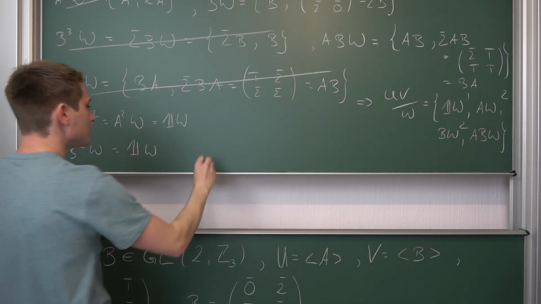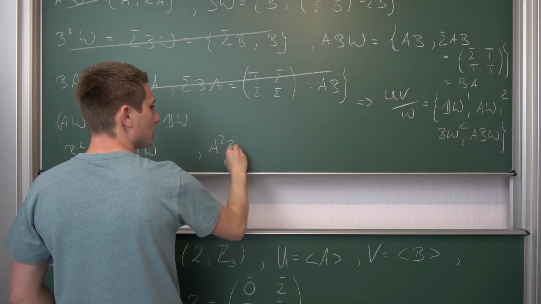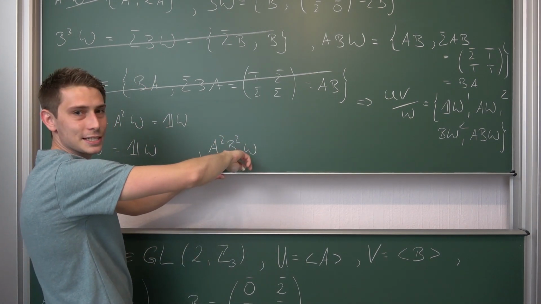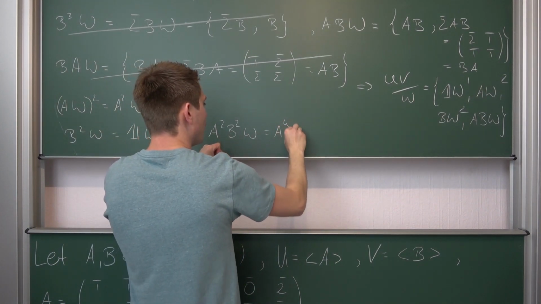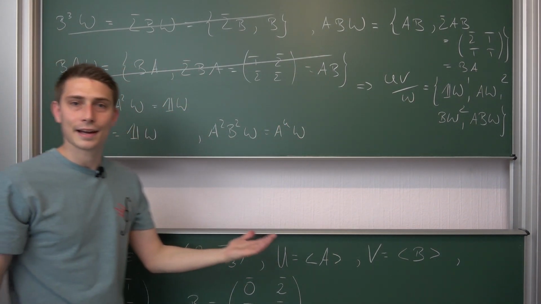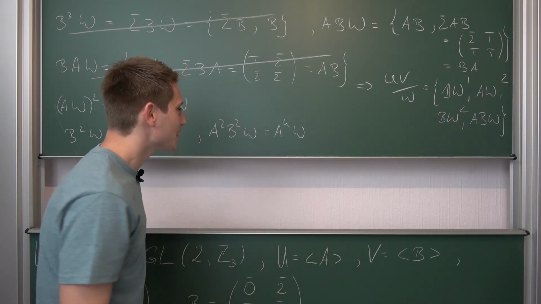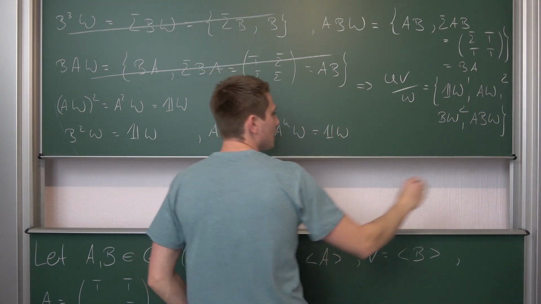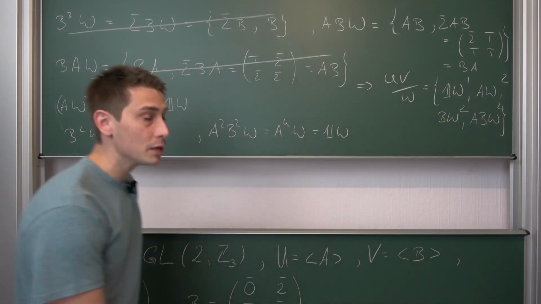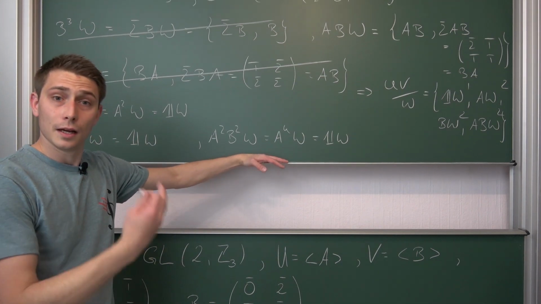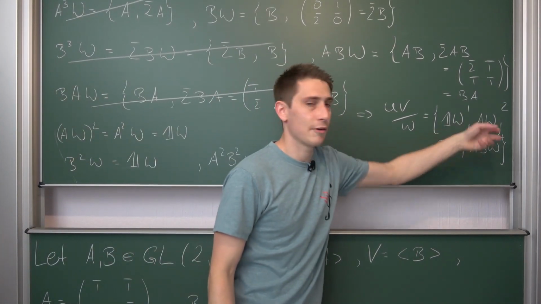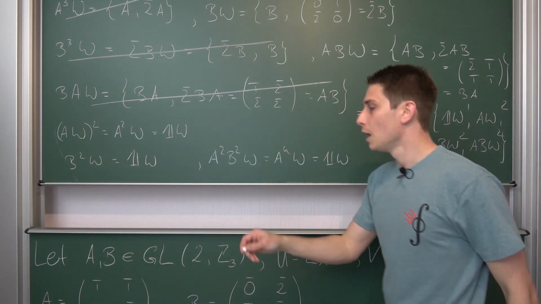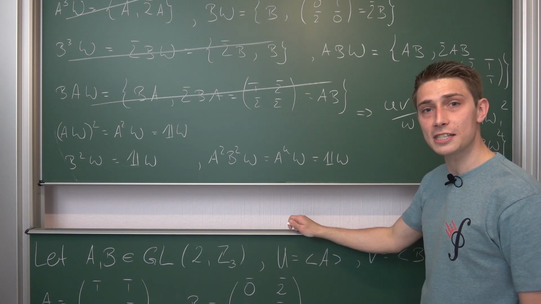Now a squared, b squared times w. Here's where some fun comes in. B squared is nothing but a squared, which gives us a to the 4th power times w, and a had order 4, meaning overall this is going to be the identity matrix times w. After raising everything to the 2nd power, we landed at the identity, meaning overall all of those elements have order 2, none of them have order 4, meaning it's not cyclic, and thus we are done with the exercise.